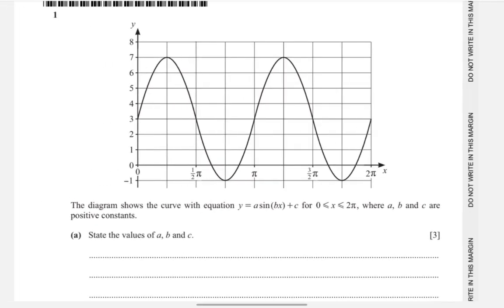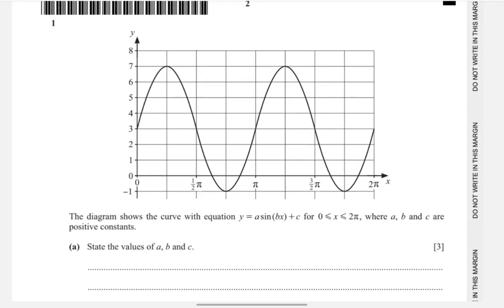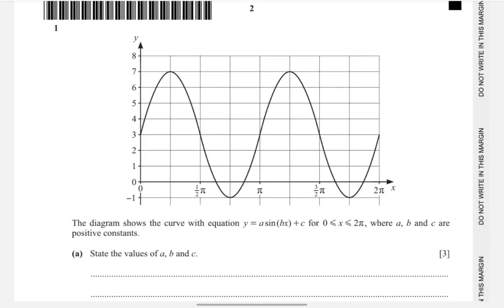And for the first question, we're given a diagram, and the question is saying the diagram shows the curve with the equation y equals a sine bx plus c for x taking values from 0 to 2 pi, where a, b and c are positive constants, meaning a, b and c are positive numbers. And part A is saying state the values of a, b and c.